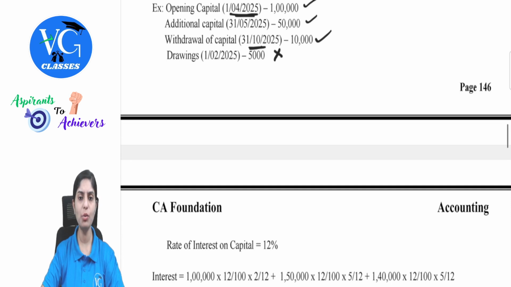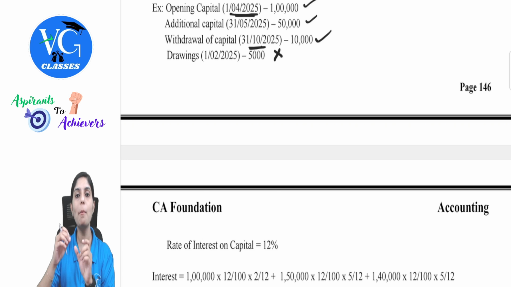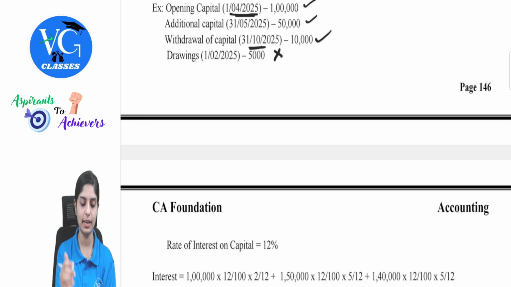Now, how do we consider this? Here comes the concept of effective capital employed. What is the effective capital employed? It is the capital considered with respect to how long this amount is present in the business. Depending upon that, we will charge the respective interest. How is it done? Let's understand here.